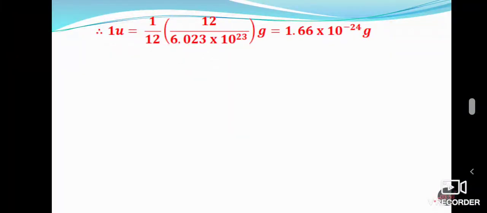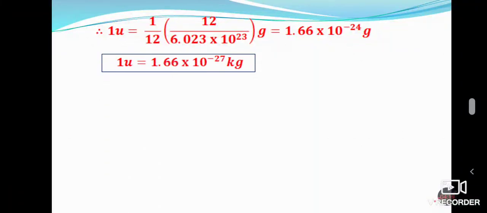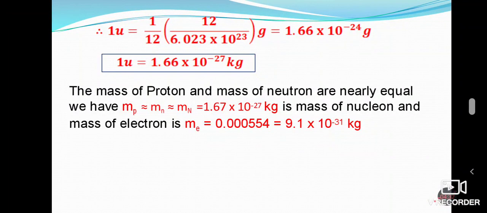So 1 U is equal to 1 by 12 into 12 divided by 6.023 into 10 to the power of 23 gram. The 12 gets cancelled, so 1 divided by 6.023 into 10 to the power of 23 gives 1.66 into 10 to the power of minus 24 gram. Therefore, 1 U is equal to 1.66 into 10 to the power of minus 24 gram, or 1.66 into 10 to the power of minus 27 kg.